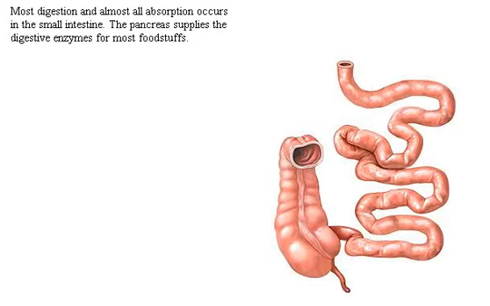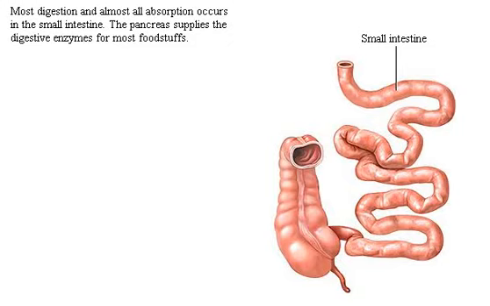Most digestion and almost all absorption occurs in the small intestine. The pancreas supplies the digestive enzymes for most foodstuffs. Neither salivary amylase nor pepsin is essential for digestion. Pancreatic enzymes alone are adequate to digest carbohydrates and protein.